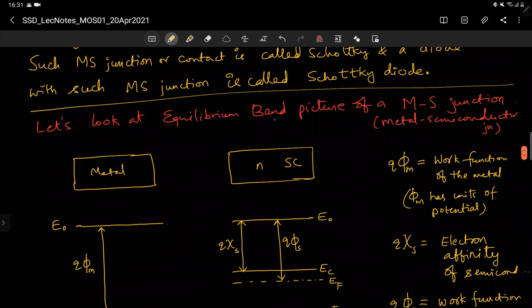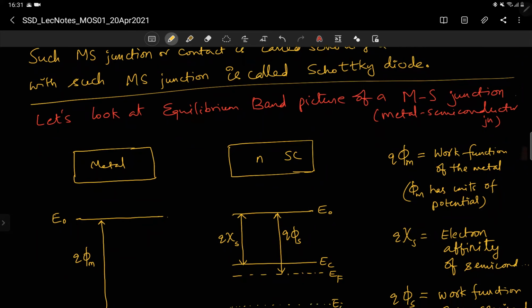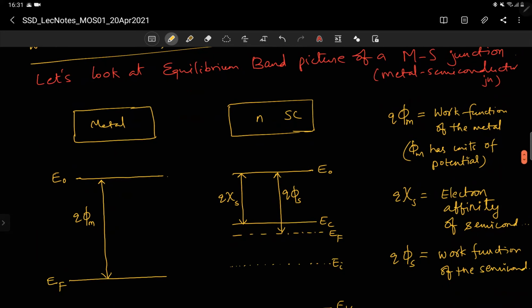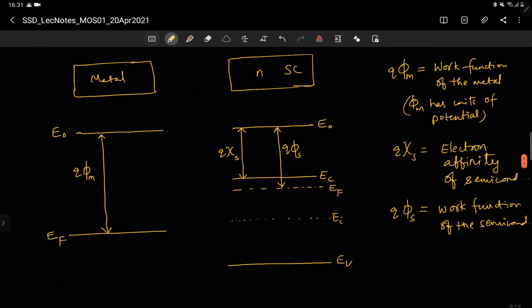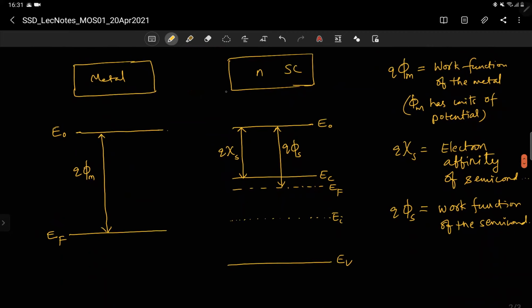So let us look at the equilibrium band picture of a metal semiconductor junction, and then see how these rectifying characteristics can come. Let us see this picture: metal, and then there is this n-type semiconductor, and the band diagram is shown this way. When they are separate, they are not joined together.